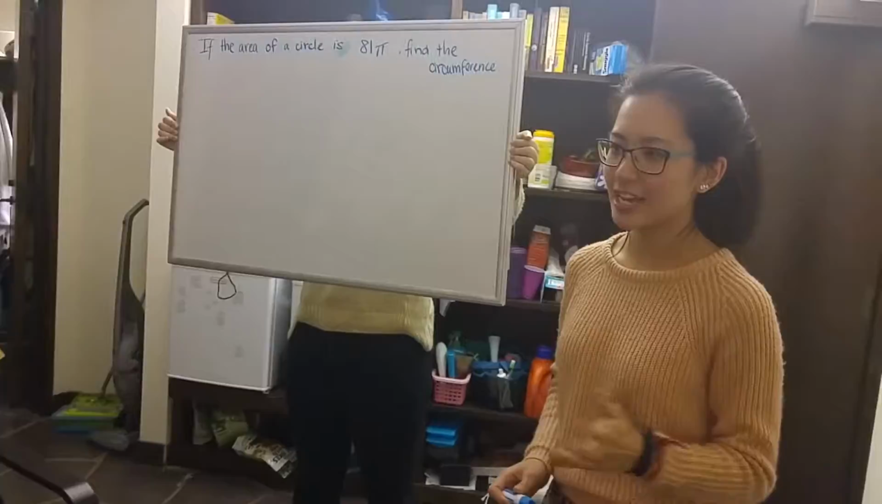Okay, so last class we talked about the area of a circle and the circumference of a circle, and today we're putting it together with this word problem. So can someone volunteer with a raise of hand to read this problem out loud? Mohammed? Okay, so if the area of a circle is 81 pi, find the circumference.